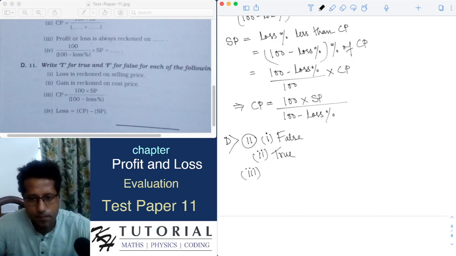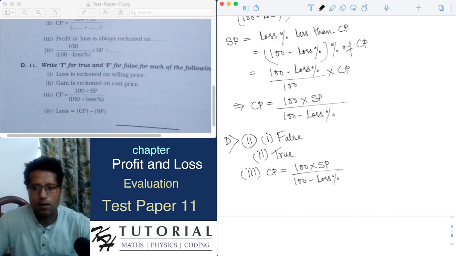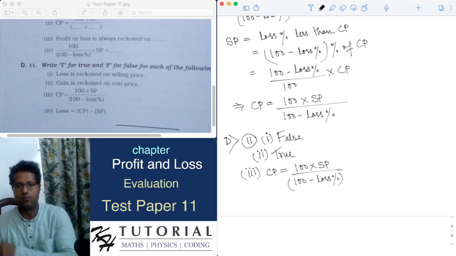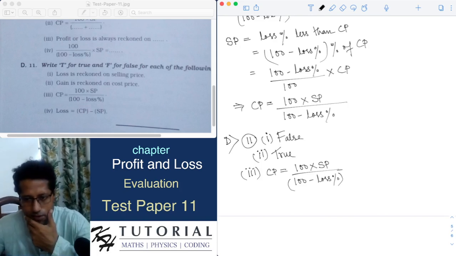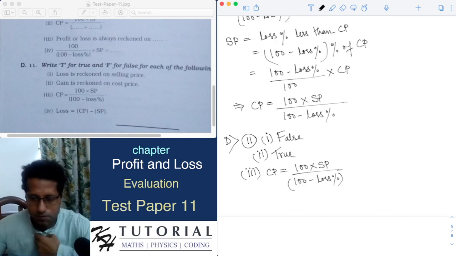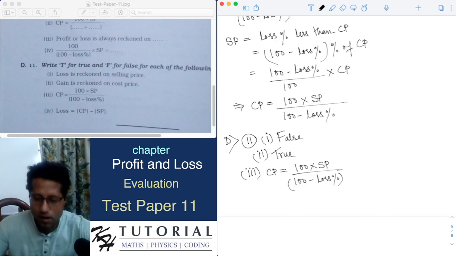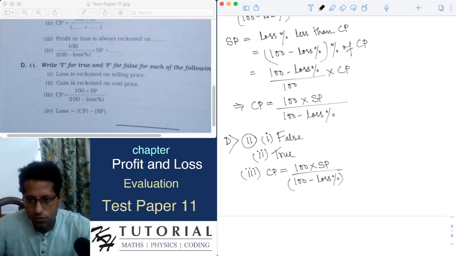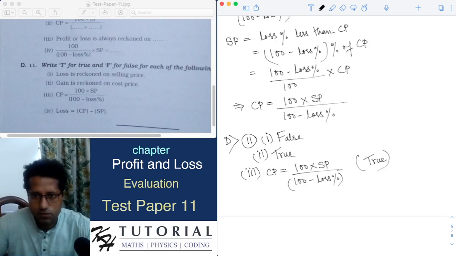Part 3, it says that CP equals 100 multiplied by SP divided by 100 minus loss percent. This is true because we already found this in the previous problem. Since this formula mentions 100 into SP divided by 100 minus loss percent, it indirectly says that there is a loss. If there was a gain percent, then CP would have been equal to 100 into SP divided by 100 plus gain percent. So this is a true statement.